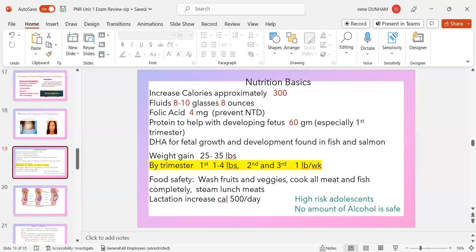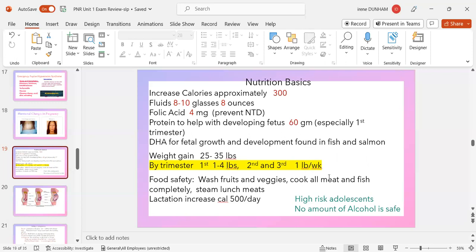Because during the second and third trimester, this baby is growing, right? There's a lot of rapid fetal growth. And for food safety, we always wash the fruits and vegetables. We cook all meat and fish, because if we don't cook that meat correctly, what complication happens? Is it bacteria or infection? Yes, it's called toxoplasmosis. Remember that? So we have to cook all our meat.